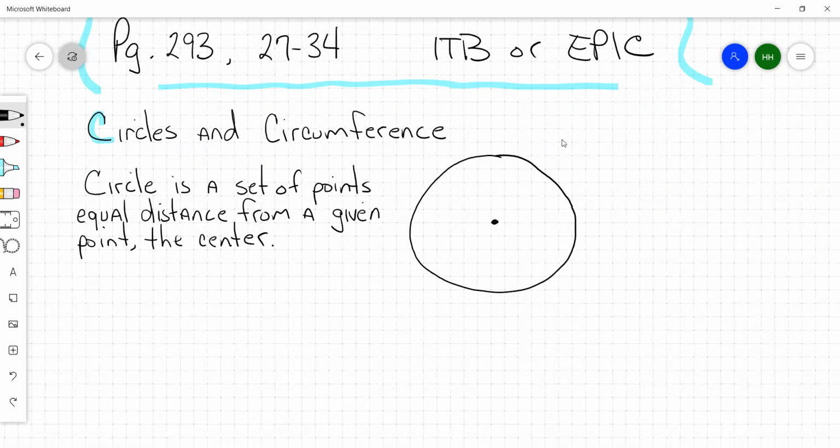All right, so the center of this circle, if we put a capital C here, can be described as circle C, or the symbol is just a smaller circle and the capital C. So those are both read the same way, circle C.